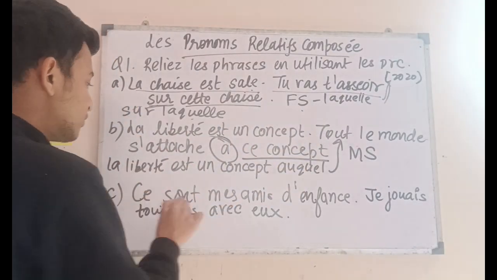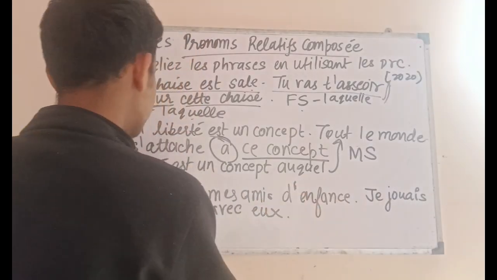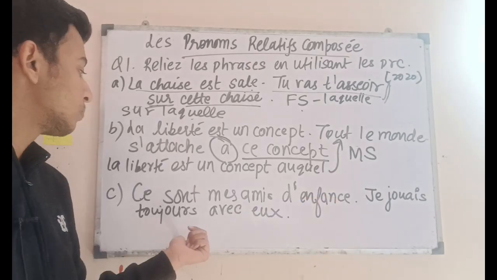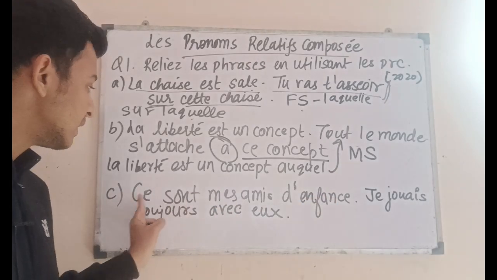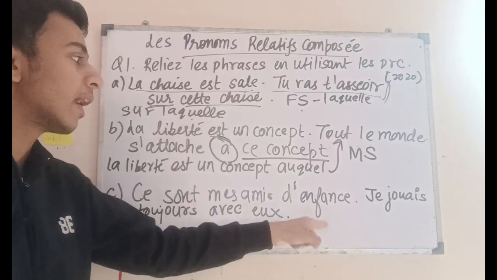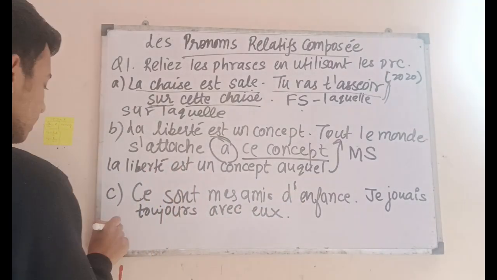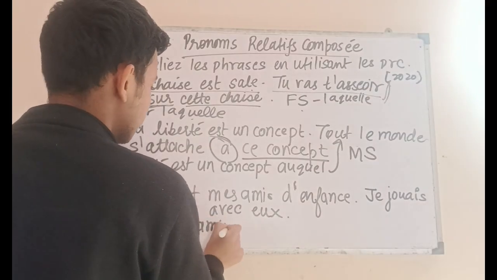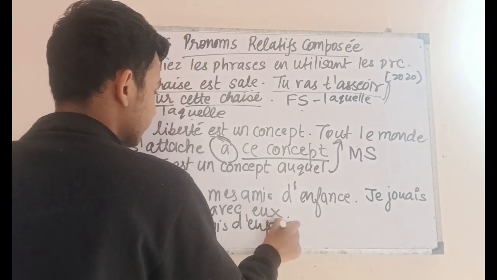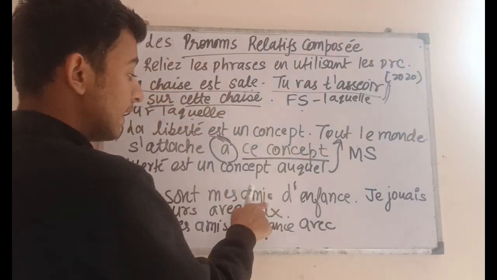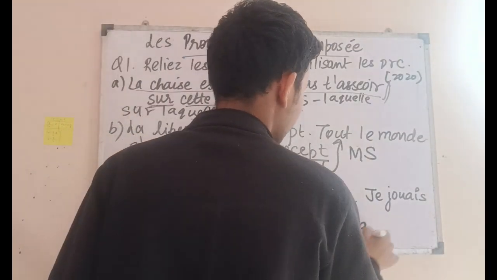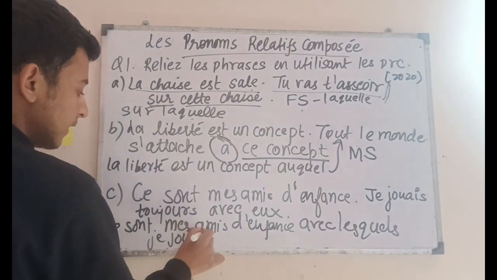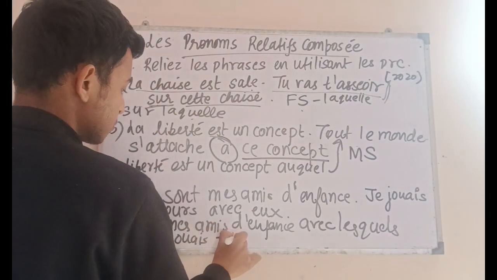Last question. Ce sont mes amis d'enfance. Je jouais toujours avec eux. Which means these are my childhood friends and I always used to play with them. So we'll write, these are my friends of childhood with whom I always used to play. So I can say: ce sont mes amis d'enfance avec lesquels, plural, lesquels, avec lesquels je jouais toujours. Je jouais, imperfect. See, jouer, imperfect is used.